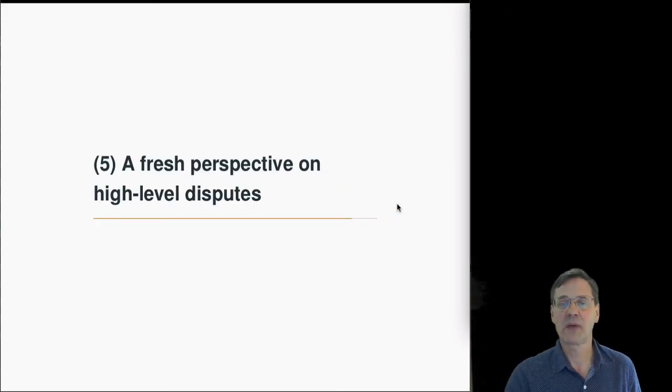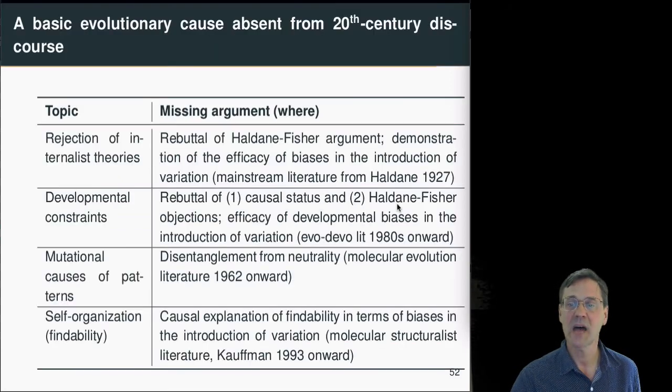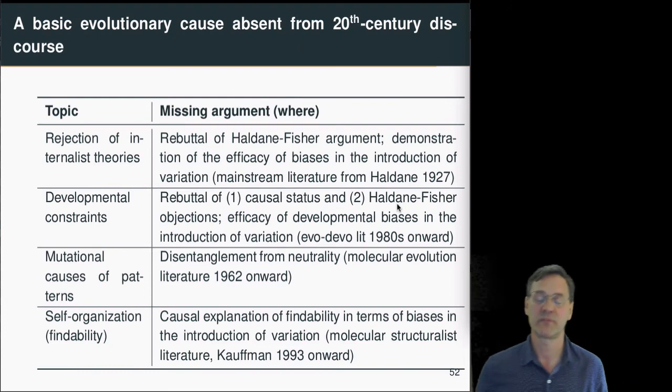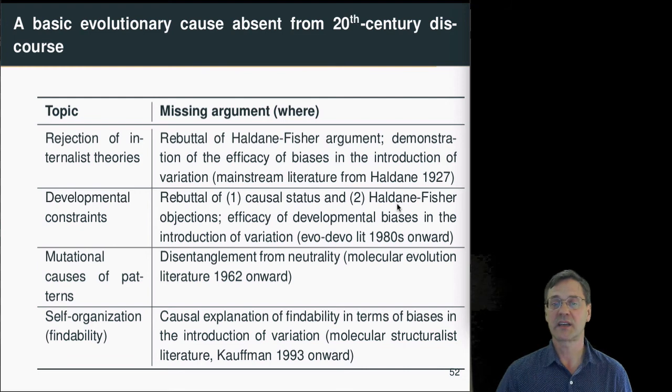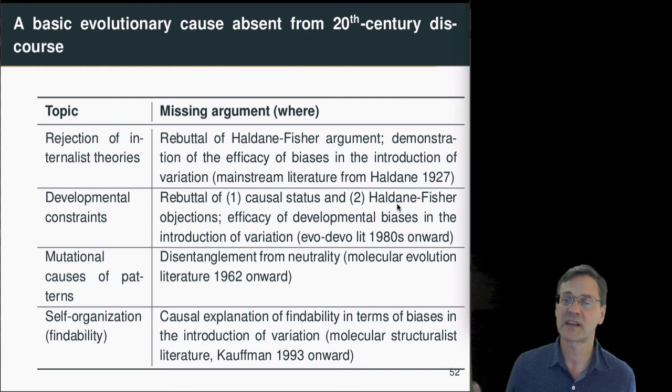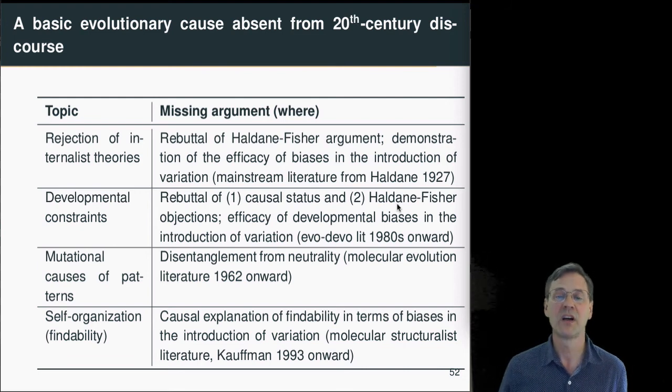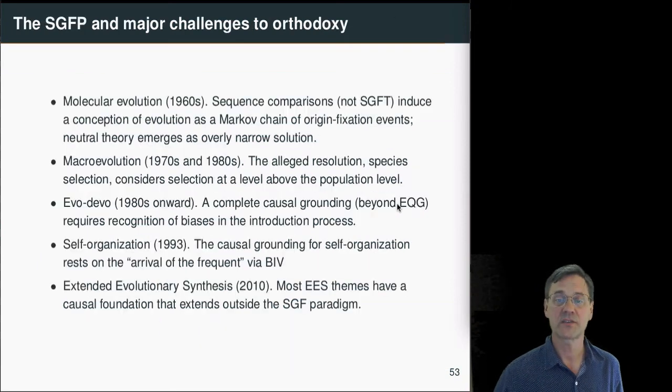Okay, and finally, wrapping up, we have the basis for a fresh perspective on history and on current disputes in evolutionary biology. As I mentioned, a formal theory for the efficacy of biases in the introduction process was absent, so far as anybody knows, from the 20th century discourse, absent from key issues like this. And so what we have here is not a story of modern synthesis triumph, but a story of failure. And this failure is linked very strongly to the shifting gene frequencies paradigm, which I would argue is important for understanding other challenges as well.